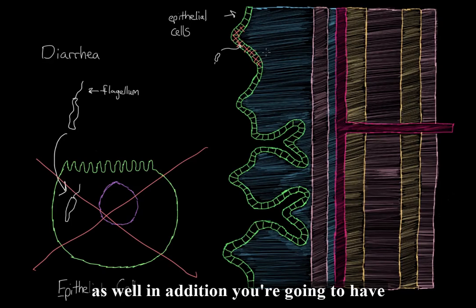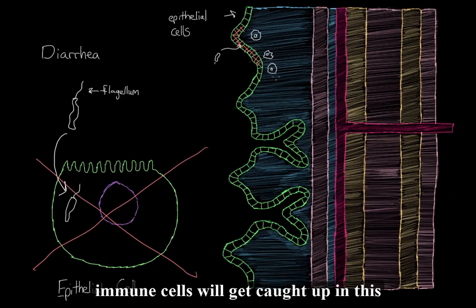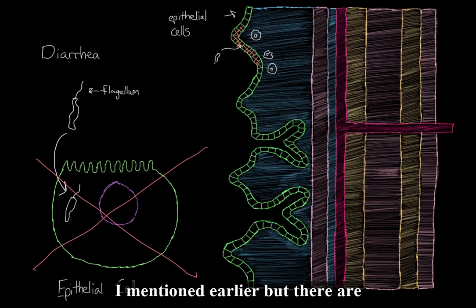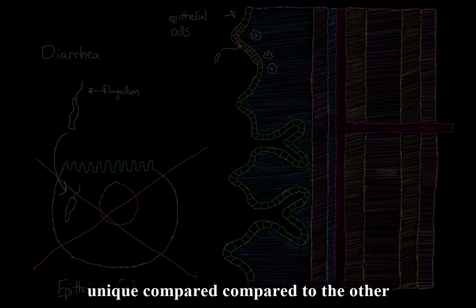In addition, you're going to have some immune cells over here, right? So these immune cells will be triggered by that bacteria. And maybe those immune cells will get caught up in this diarrhea as well. Because of this, you start to experience those symptoms that I mentioned earlier. But there are actually a few more complications of campylobacteriosis that make it pretty unique compared to the other forms of gastroenteritis.